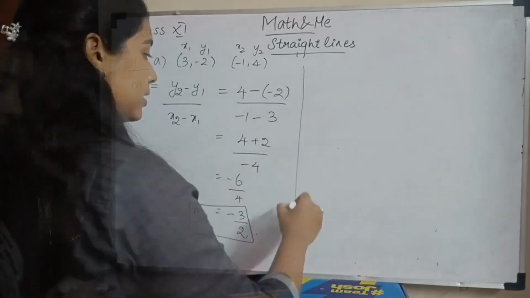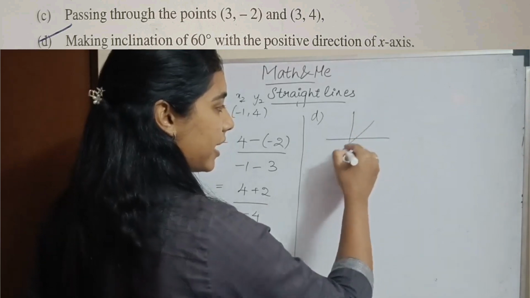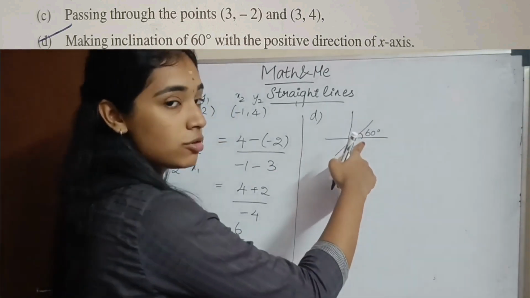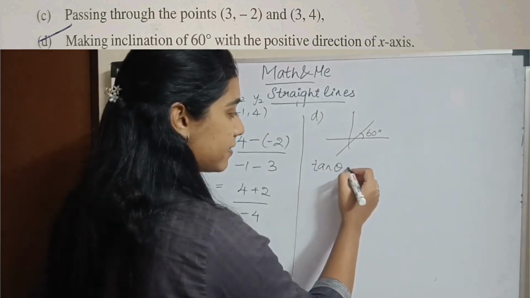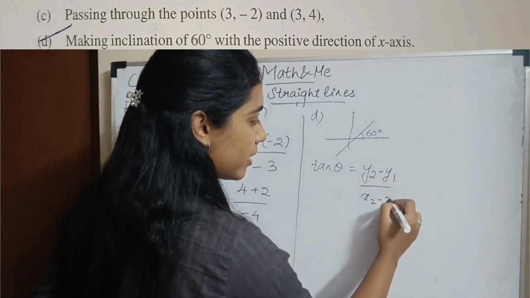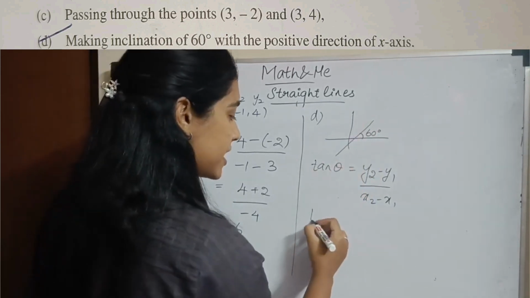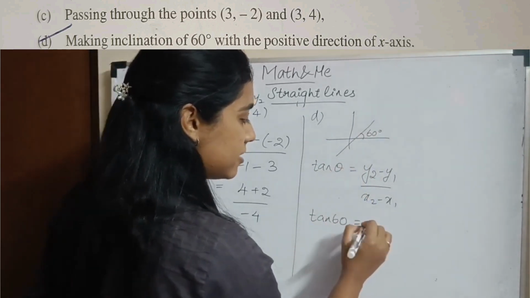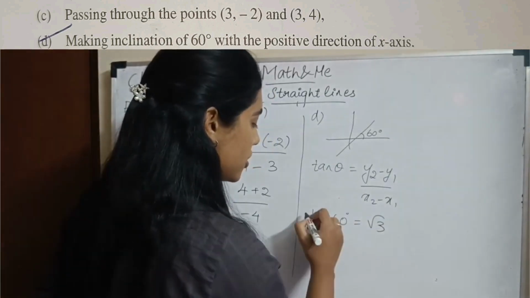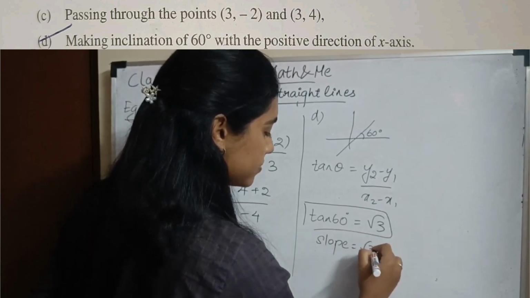Okay. Let me solve the D subsection. It is given that the angle made by the line with the x-axis is 60 degrees. So when the angle is acute, what do you have? You have tan theta equals y2 minus y1 divided by x2 minus x1. This is the slope, but since you have been given the angle itself, you can just directly substitute it. So what is tan 60? Tan 60 is nothing but, you remember, root 3. So this is your slope. Slope equals root 3.